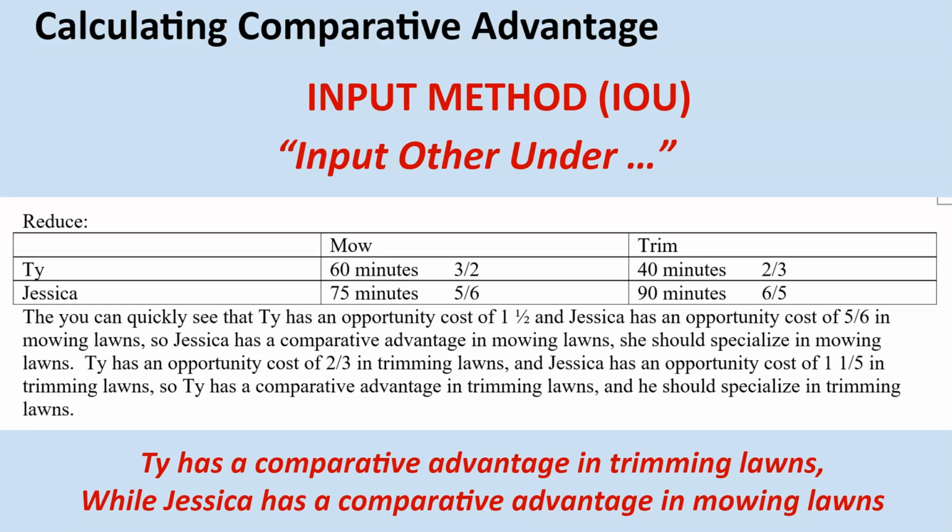And that's the lower opportunity cost is the comparative advantage in this input model. So when they have a lower opportunity cost, they essentially have the comparative advantage. So Ty should trim lawns. He has a lower opportunity cost in doing so, 2/3 versus 6/5. And Jessica has a lower opportunity cost in mowing lawns, 5/6 versus 3/2 from Ty. So she should mow the lawns, he should trim the lawns. Everybody gains from that trade. And the idea of comparative advantage is that there are gains from trade in doing so.